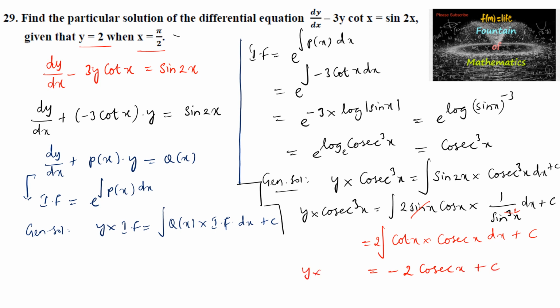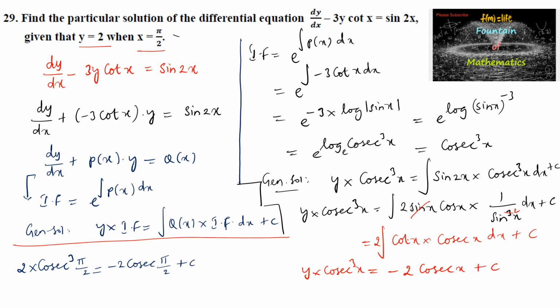That is, y into cosecant cube x is equal to minus 2 cosecant x plus c. And it is also given that when x is equal to pi by 2, the y value is 2. So let us substitute y equal to 2 into cosecant cube pi by 2 is equal to minus 2 into cosecant pi by 2 plus c. We know that cosecant pi by 2 is 1. So we can write 2 into 1 cube is equal to minus 2 plus c, or c is equal to 4.